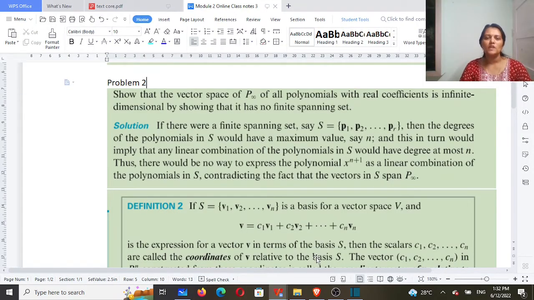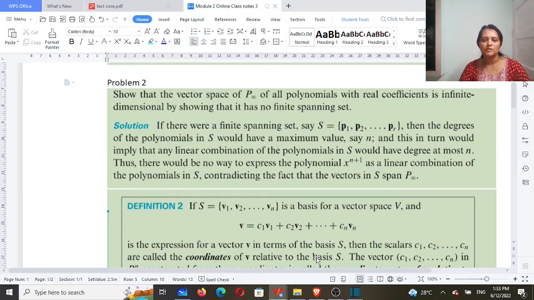Now the next problem is to show that the vector space Pn of all polynomials with real coefficients is infinite dimensional by showing that it has no finite spanning set. We have already shown that the finite polynomials form a vector space, and we also showed that the infinite number of polynomials is also a vector space, but we have to show that for an infinite dimensional polynomial vector space, it does not have a finite spanning set.